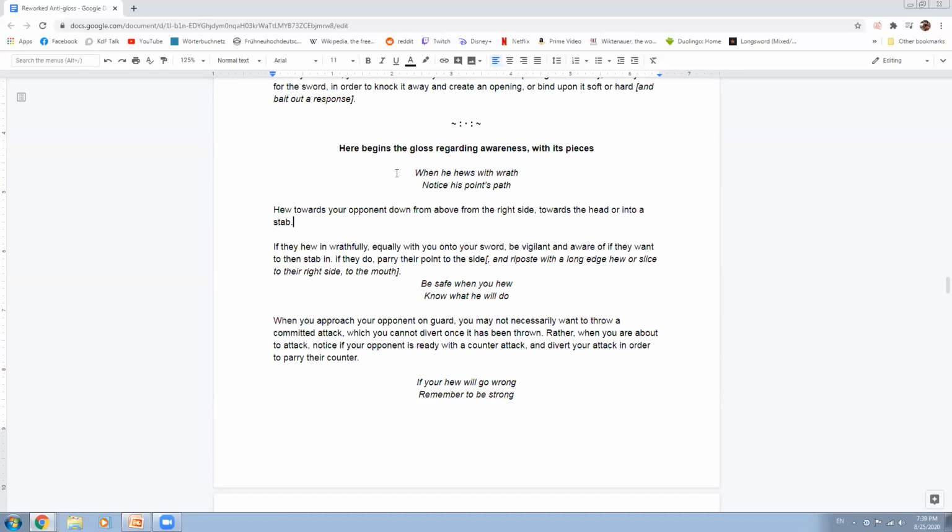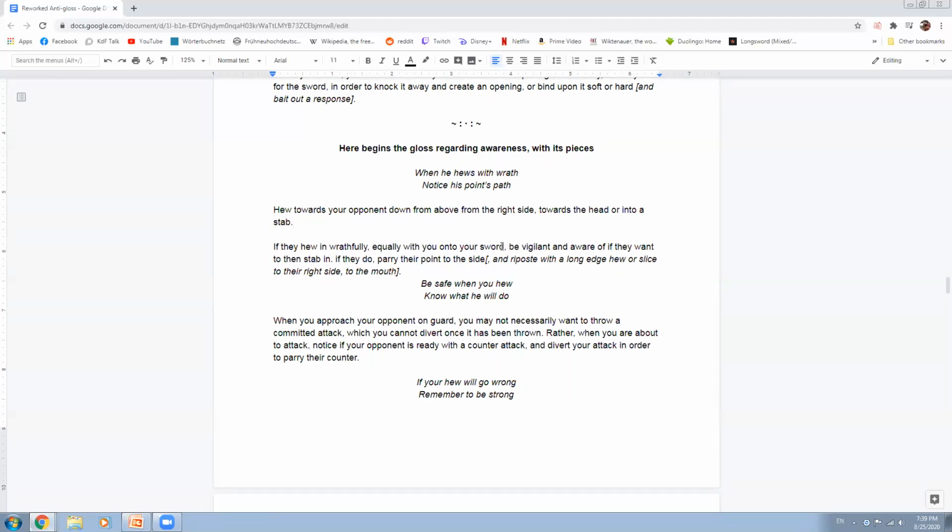All right. Awareness. What was this all about? Hew towards your opponent down from above from the right side, towards the head or into a stab. If they hew in wrathfully, equally with you onto your sword, be vigilant and aware of if they want to stab in. If they do, parry their point to the side and do a riposte.